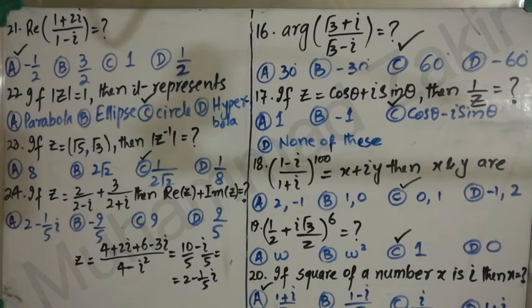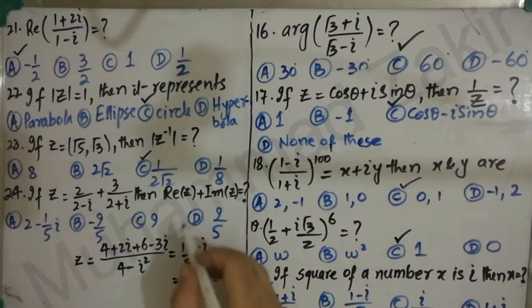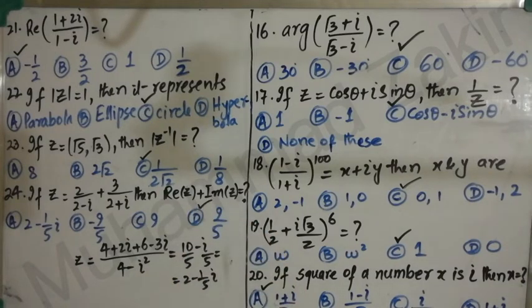Real and imaginary part sum is, these two parts are added. It will be the sum of these two. 2 plus minus 1 by 5 is 9 by 5 definitely. So D option is correct.